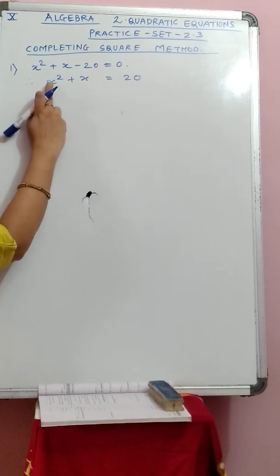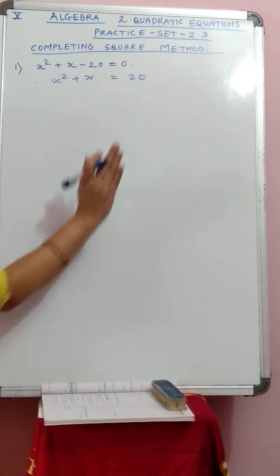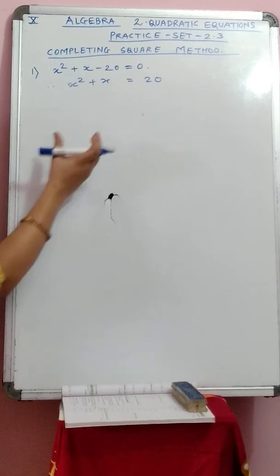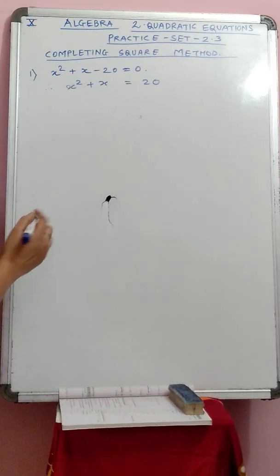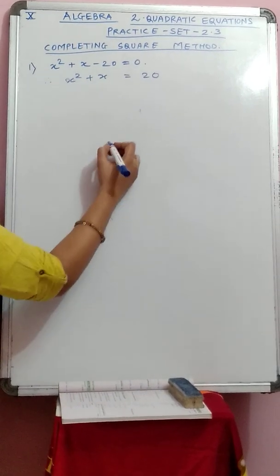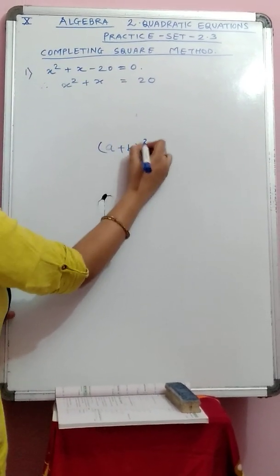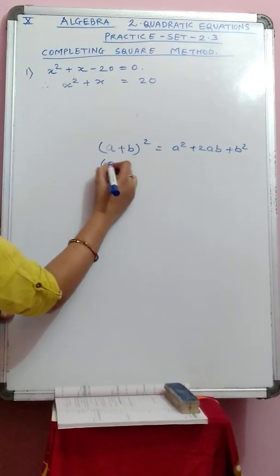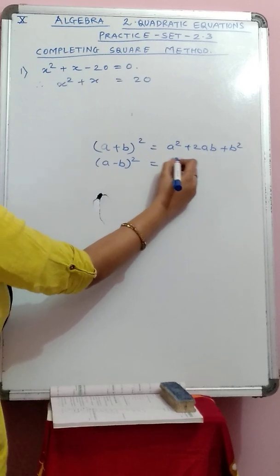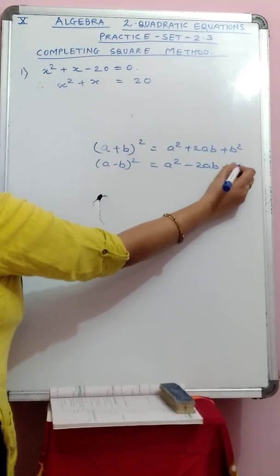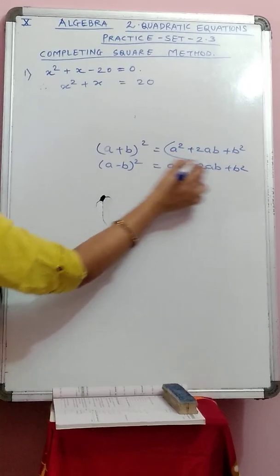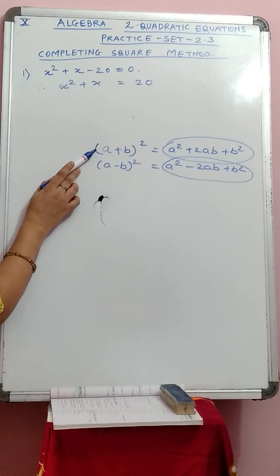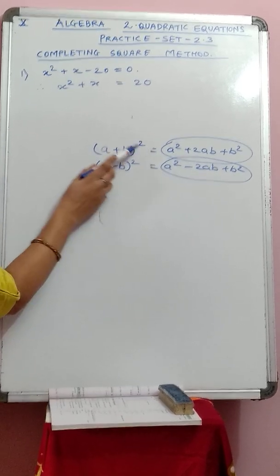So in LHS, you are having only two terms. In RHS, we don't care. In LHS, we are having two terms, so we want the third term to complete it in the form of a square. See, one formula which we are going to use is (a plus b) whole square is equal to a square plus 2ab plus b square, and (a minus b) whole square is equal to a square minus 2ab plus b square. We are going to make LHS in these forms. We are converting our LHS into these forms and then we will complete it. Then it is called the completing square method.